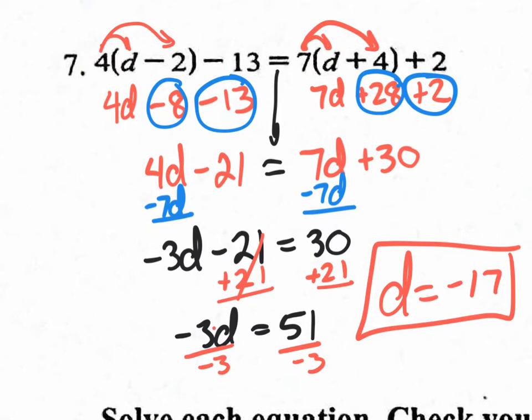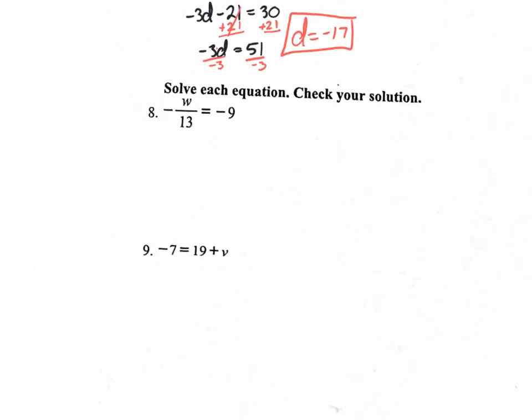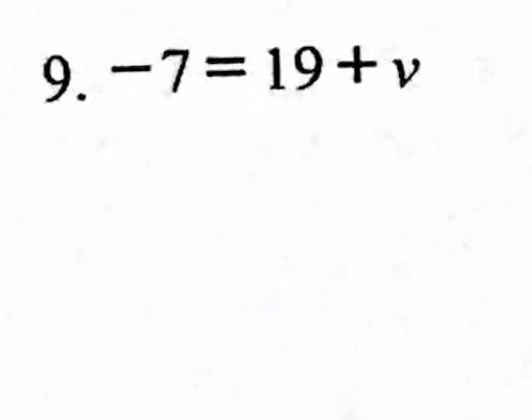So for sure, there's going to be lots of problems that you're not going to be able to just get off the top of your head. You're going to need a calculator to divide 51 by negative 3. Let's move on. Number 9. Easy peasy, lemon squeezy. These are like free points right here. I want to get v by itself. What do?